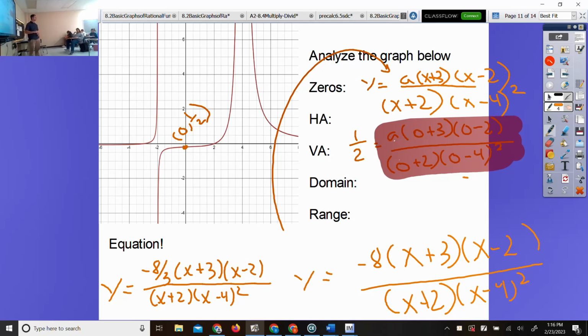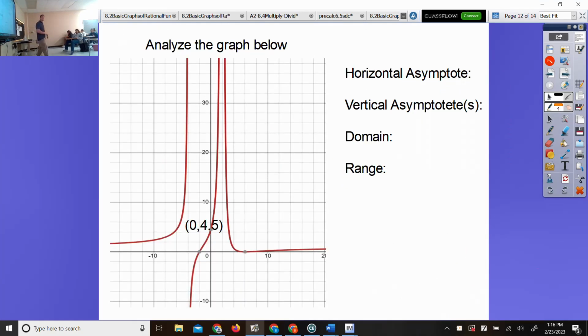Anybody any questions on that thing? No? It's a lot. I get it. Better to see it now than when you show up in an upper level math course. All right, last one I get to do with you. Analyze another graph.